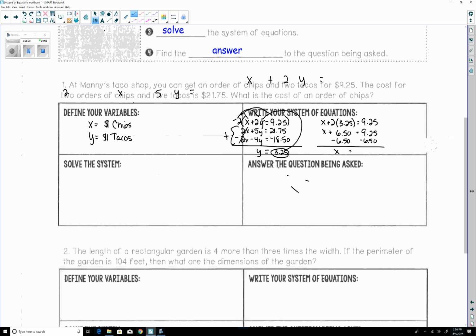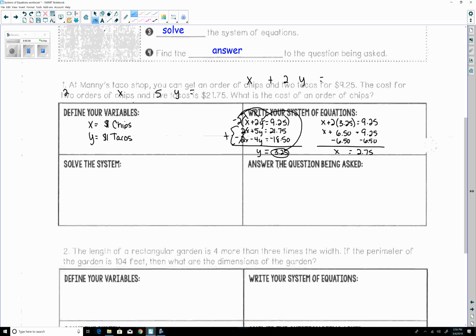And x equals $2.75. So what does this mean in the context of the problem? I'm just erasing these stray marks down here. I seem to be making little dashes and stuff, and I'm not sure why.